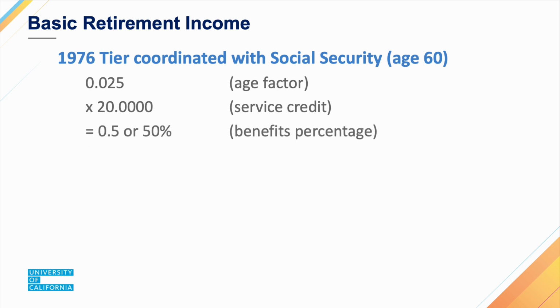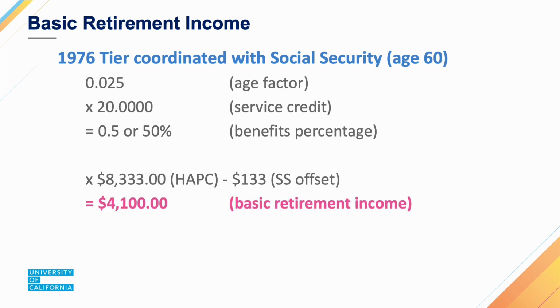And that yields a benefit percentage of 50%. Let's also say that their HAPC is $8,333. So because this member is coordinated with Social Security in the 1976 tier, we reduce the HAPC by $133. So that brings the HAPC down to $8,200, and we multiply that by the 50%, and that yields a basic retirement income benefit of $4,100.